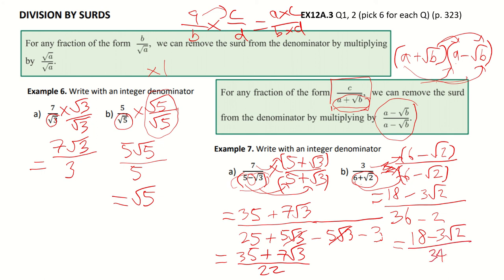As I said, the reason why we're doing this is not clear at all. Later on when we do calculus in second semester, we want to remove the surds from the denominator. It doesn't matter if they're on the top, but it does matter if they're on the bottom.